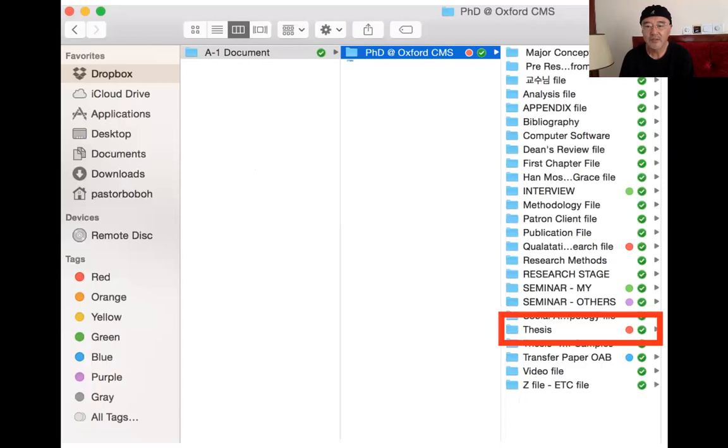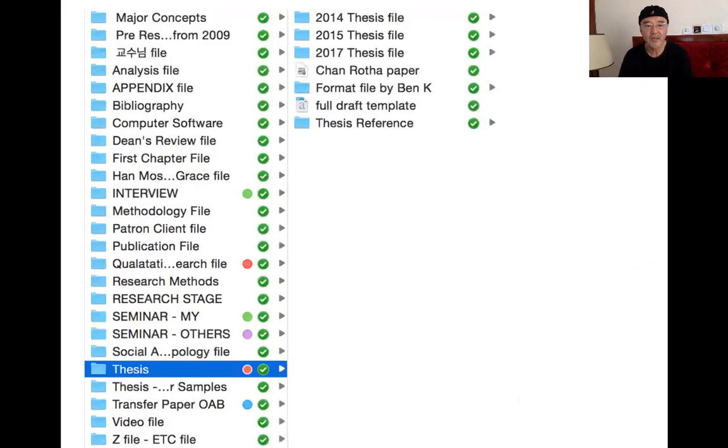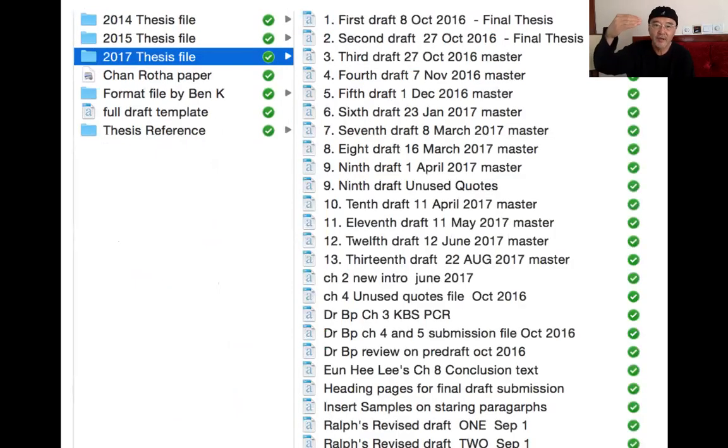Another concept is, for example, thesis. So now you see how it started from Dropbox, A1 document, PhD, Oxford, and then instead of major concept, I now go to thesis. When you categorize like that and click onto thesis, I have 2014, 2015, 2017 thesis. When you click onto 2017 thesis, then you have first draft, second draft, ninth draft, 12th draft, 13th draft, right? So it's over and over and over again.